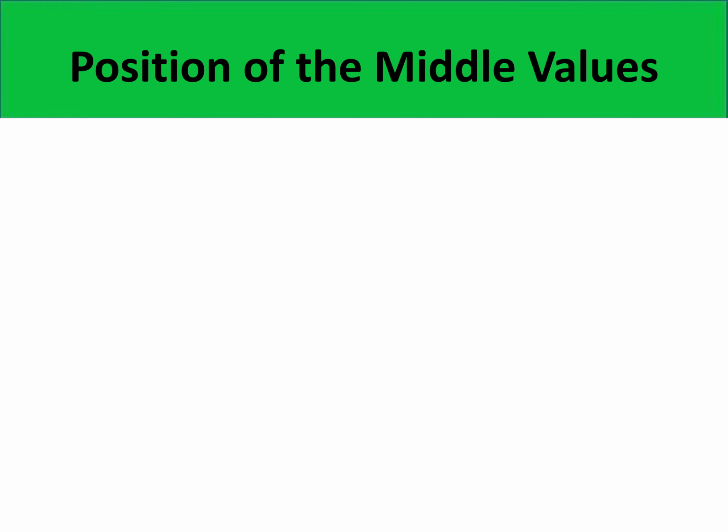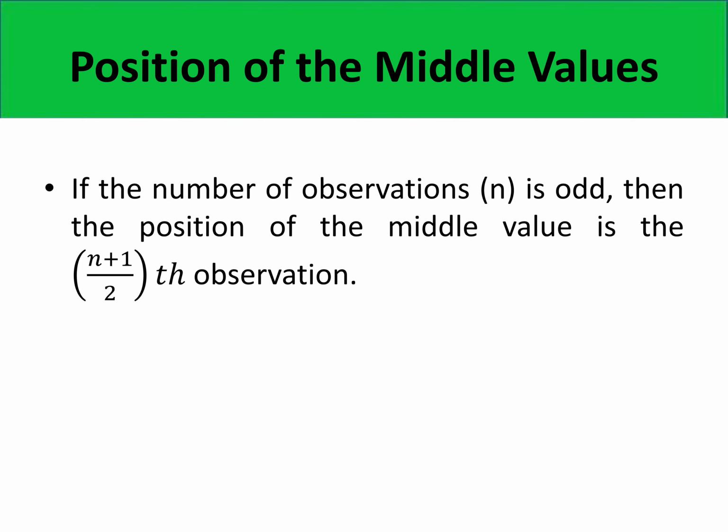Now, this slide shows the formulas for the position of the middle values. If the number of observations is odd, then the position of the single middle value is (n plus 1) over 2. For example, if the number of observations is 5, then we have 5 plus 1, which is 6, divided by 2, which is 3. This means that the middle value when n equals 5 occurs at the third position.